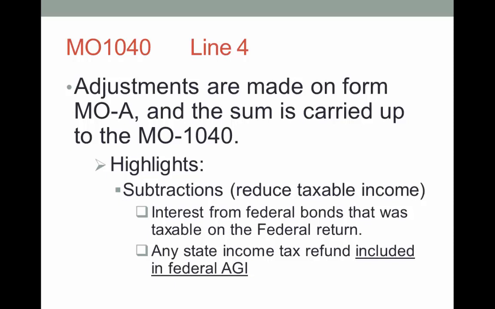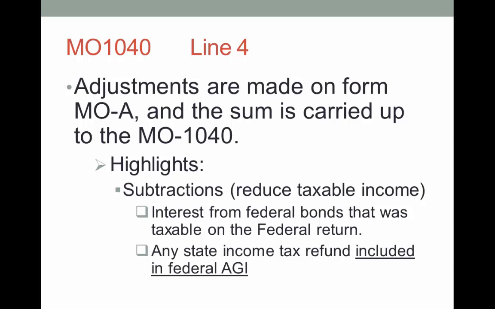So if a person had a brokerage statement, that's usually where this shows up. And on the brokerage statement, there were federal bonds that were held, and for some reason they were taxable. If they were taxable on the federal return, you get to turn around and take a subtraction here. I don't think that the software automatically does this for you, so you have to remember to check.